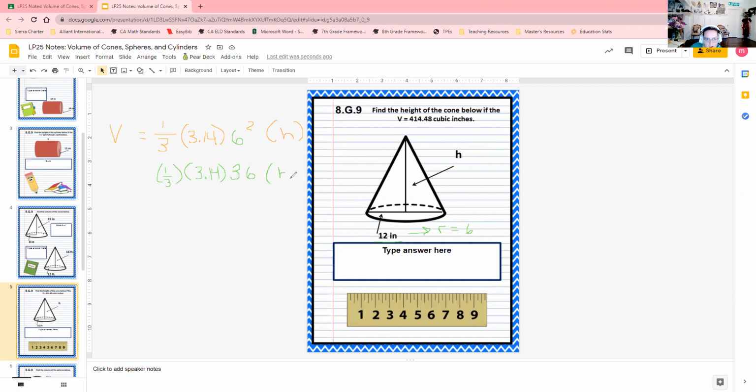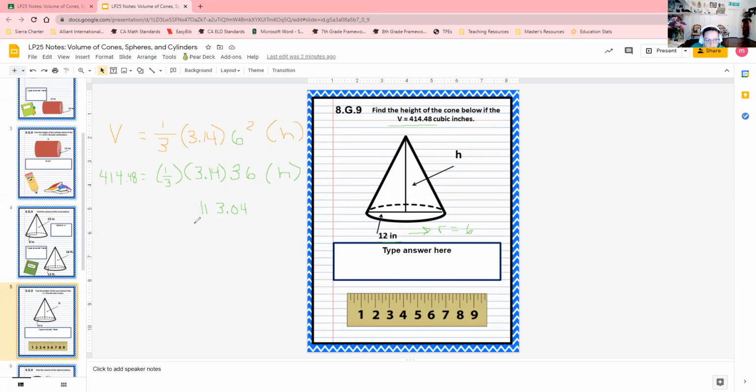We want to figure out our height. Oh, we got to plug in our volume. So our volume in this case is 414.48. So if the goal is to get h by itself, combine what you know and get it away from it. So 36 times 3.14 and 1/3 of that. 36 times 3.14 gives me 113.04.